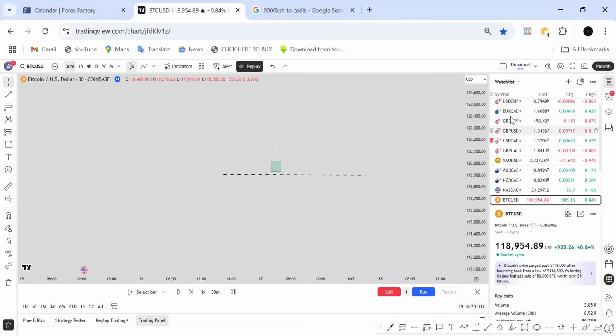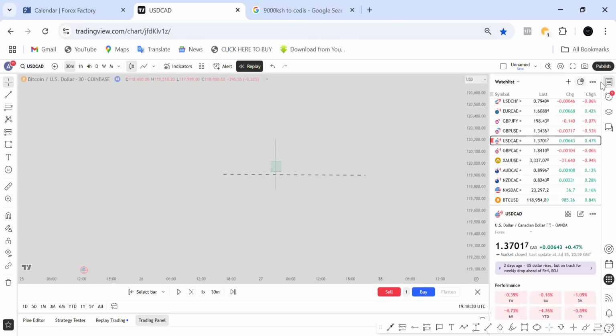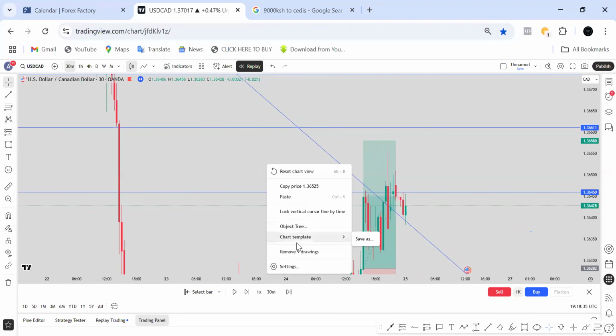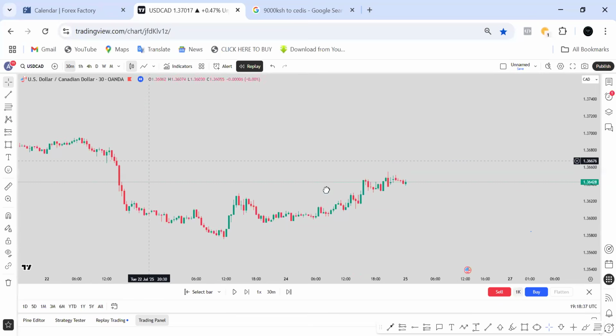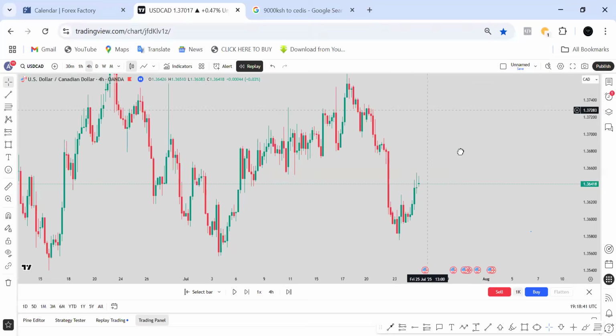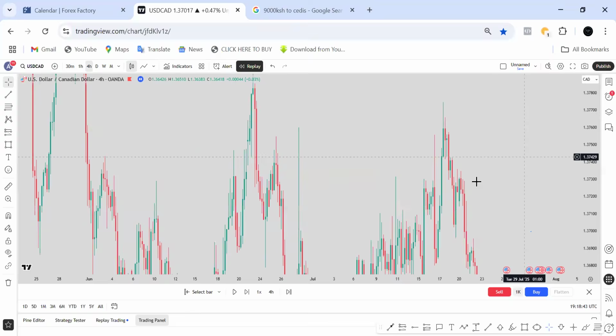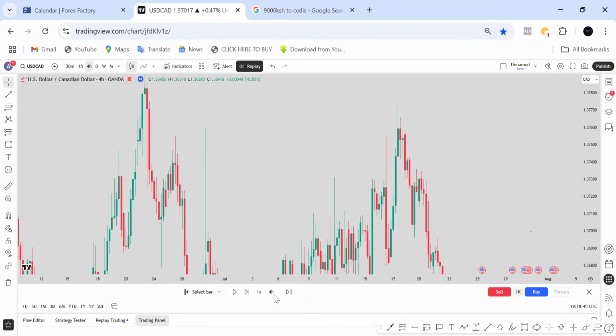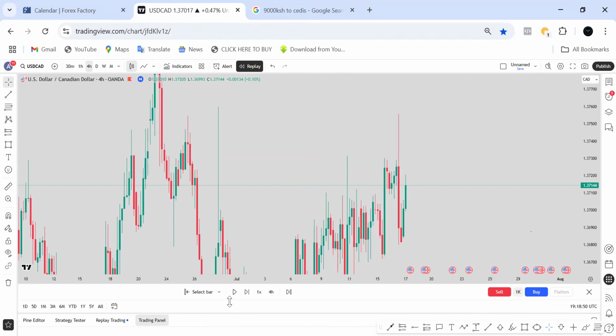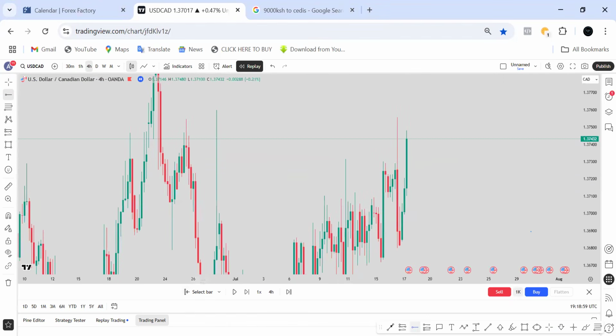So the USD CAD trade, like this trade, there was a breakout, something of that sort at the H4 time frame. Yeah, so this is an example.